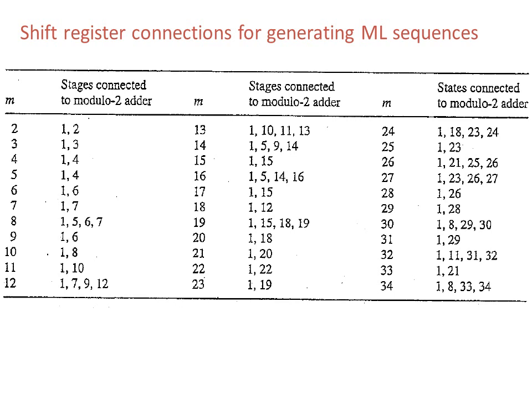For that, the stages connected to the modulo 2 adder are 1 and 2. That means the first shift register output and the second shift register output should be connected to the modulo 2 adder, and the output of the modulo 2 adder should be connected to the first shift register.